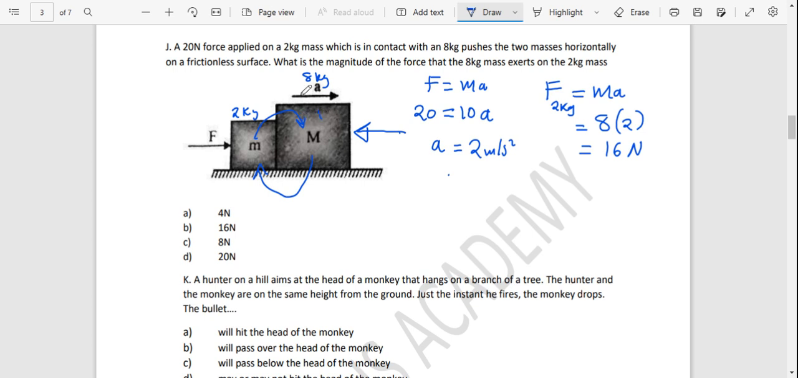so the 8 kg mass would be exerting a force on the 2 kg mass. So we would have found that by putting a 2 here, the acceleration will still be the same. So that would have given us 4 newtons. And this is the force that a 2 kg mass would have been exerting on the 8 kg mass if we applied the force in this direction.